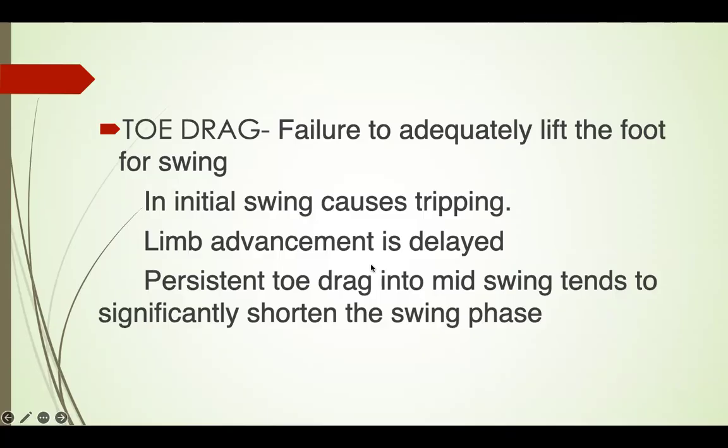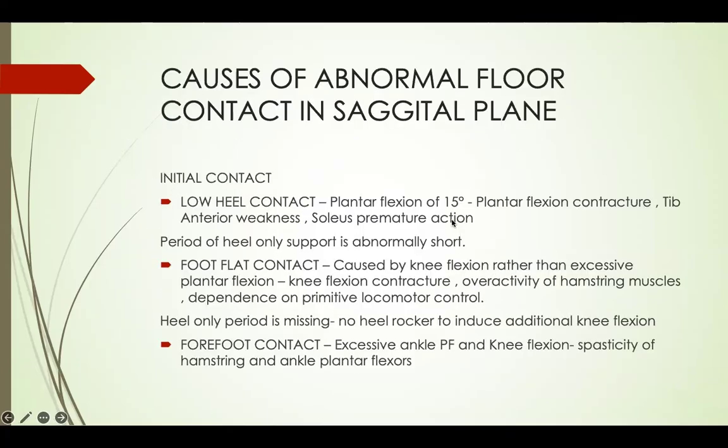There can be toe drag. Toe drag is due to failure to adequately lift the foot for swing. In initial swing, toe drag will cause tripping, and limb advancement is delayed. Persistent toe drag into the mid swing tends to significantly shorten the swing phase. So the causes of abnormal floor contact in the sagittal plane.